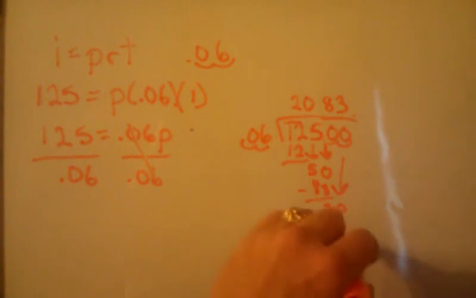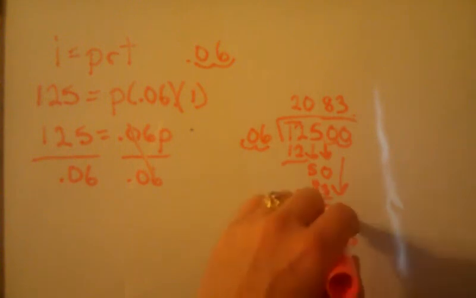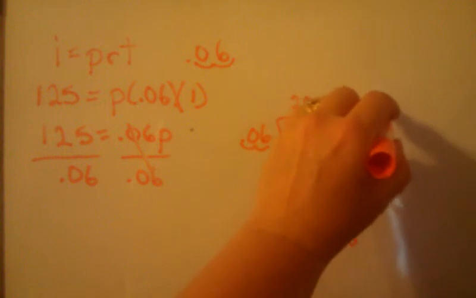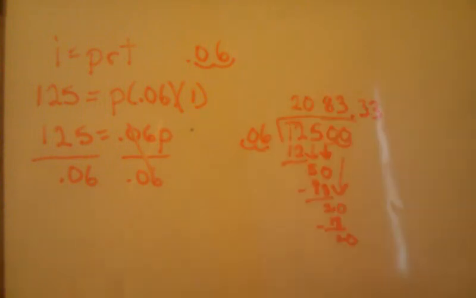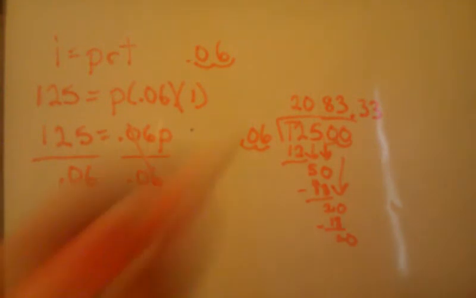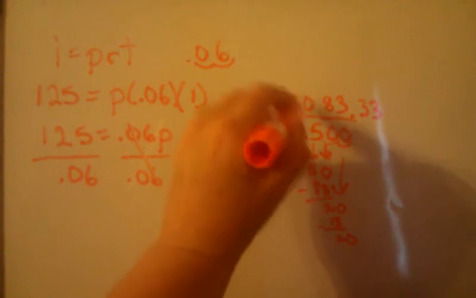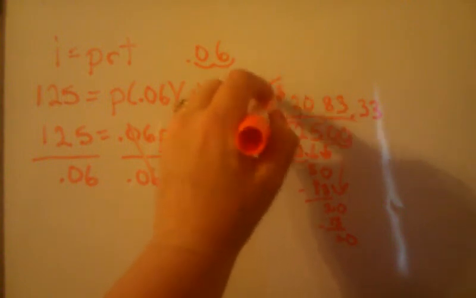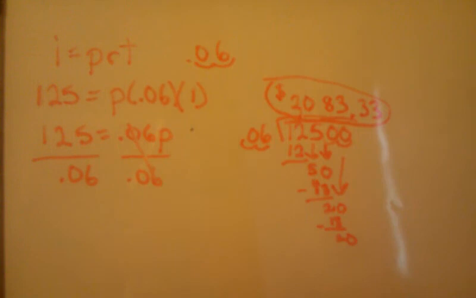Okay, now if you look, see this 20? This is the same as that 20. So this 3 is just going to keep repeating. If I'm talking about money, I know that I need 2 decimal places. So you should have come up with $2,083.33.